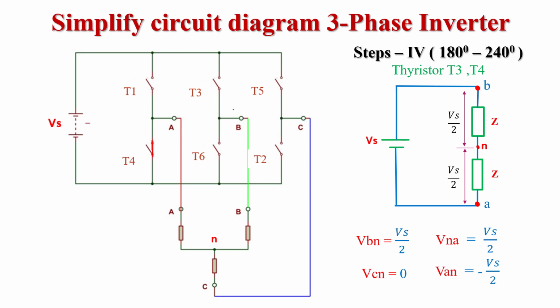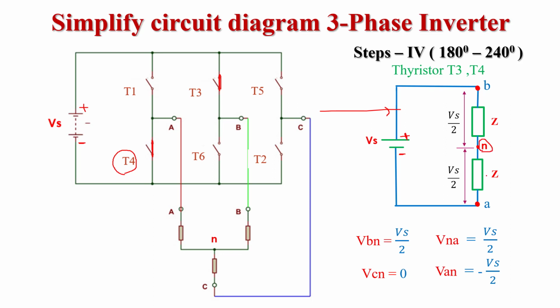T4 and T3 this time behave like a closed switch. So phase B is connected from the positive terminal of supply voltage and phase A is connected from the negative terminal of supply voltage. So from this circuit we get the simplified circuit diagram. Phase B is connected from the positive terminal of supply voltage because T3 is conducting, and phase A is connected from the negative terminal of supply voltage because T4 is conducting this time, and this is the neutral point.